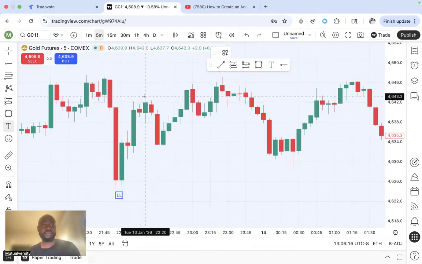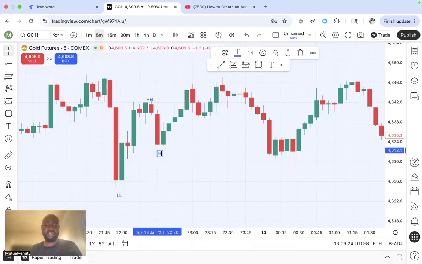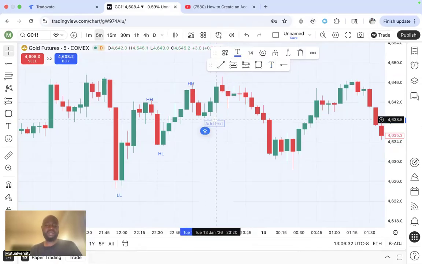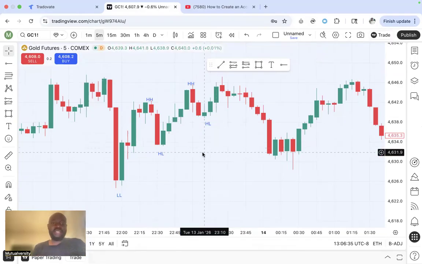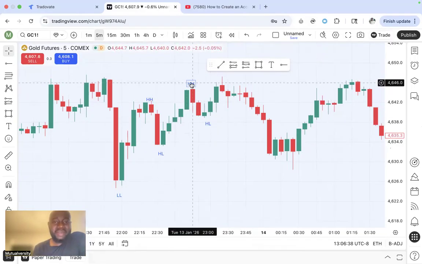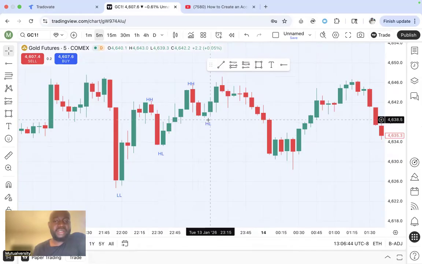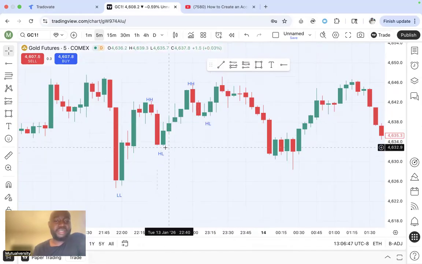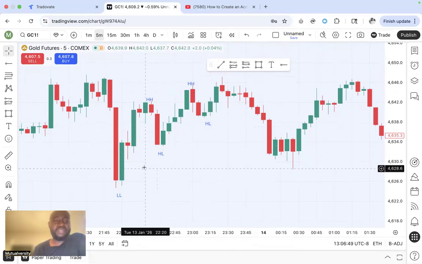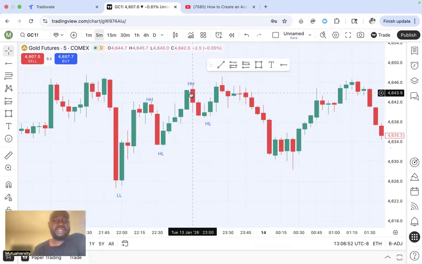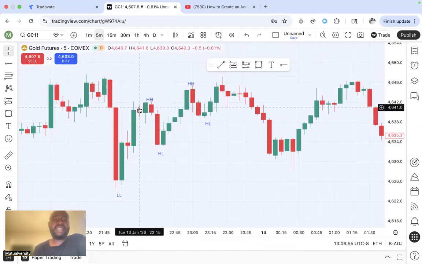So this will be a higher high. Then price swung down here, and this would be a higher low. Then we went up here, higher high. Then price swung down, and this is a higher low. The reason this is a higher high is that it's higher than the previous high. The reason this is a higher low is that it's higher than the previous low. That's why we call it a higher low, and that's why it's a higher high.